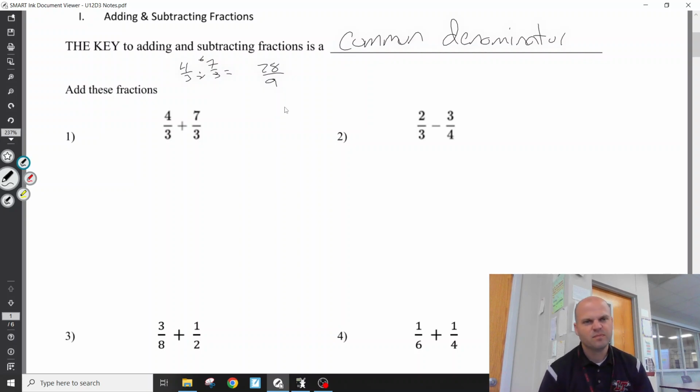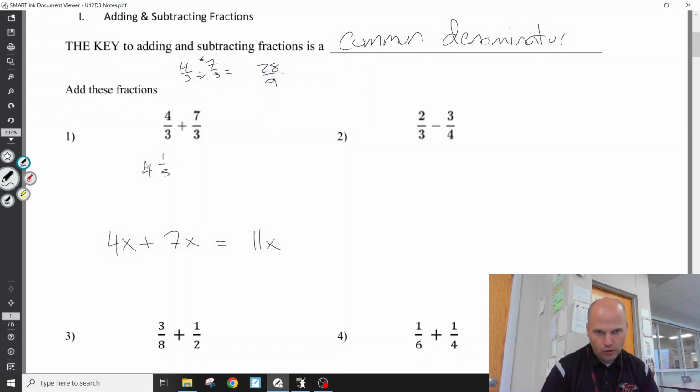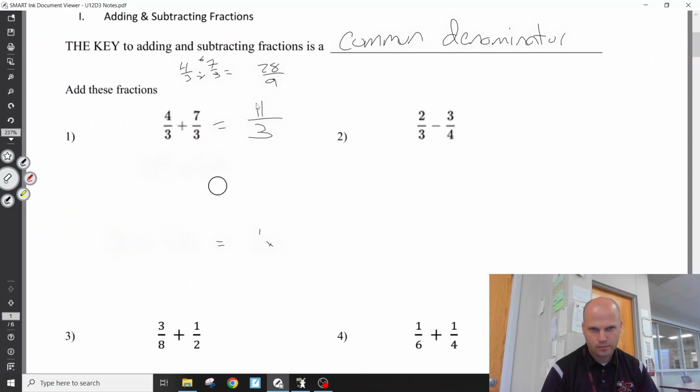Adding is different. It's kind of like adding x's, and I don't want this to confuse you, but if you have 4 x's and you add 7 x's, what happens? You just combine the amount of x's that you have. You have 11 x's. Well, this is like 4/3. This is like 7/3. We have 11/3. All you got to do is add the numerators, and you don't change the denominator. Okay? Great. If your denominator is common.